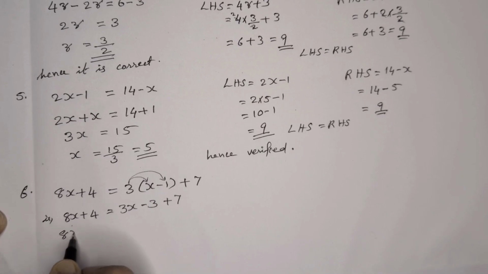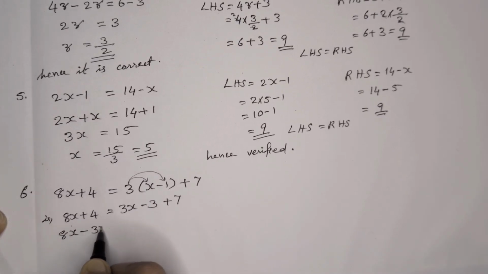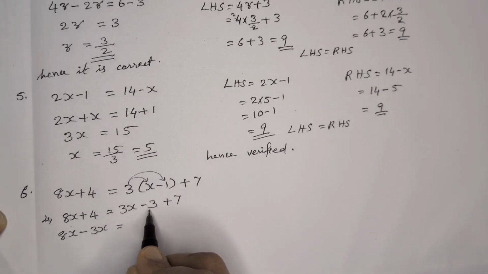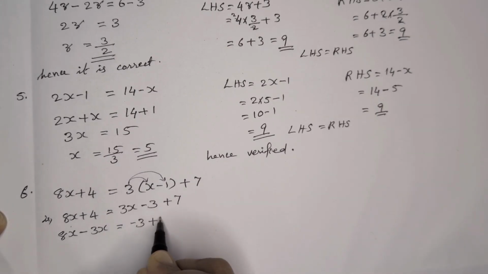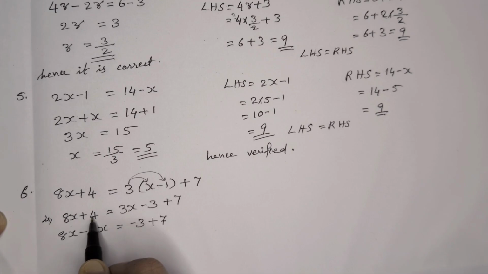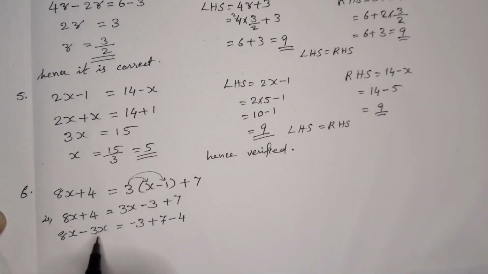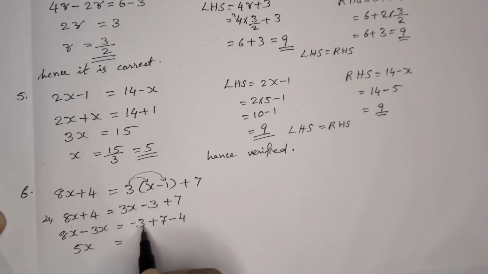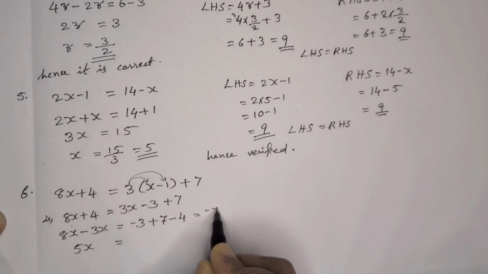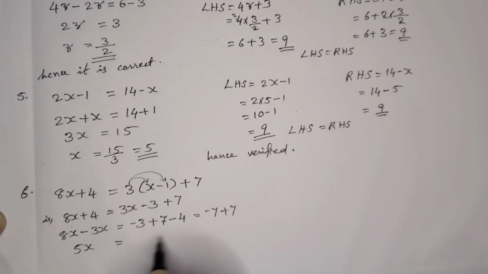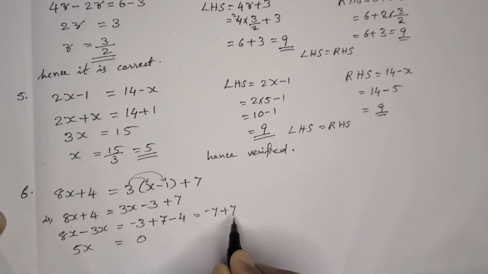That is 8x. Now we are moving this 3x to the other side: 8x minus 3x is equal to, here already minus 3 plus 7, and we are shifting this 4 to the other side, minus 4. Now 8x minus 3x, that is 5x, is equal to, negative numbers first we can add, minus 3 and minus 4, that will come minus 7, plus 7. That means it's equal to minus 7 plus 7, 0.